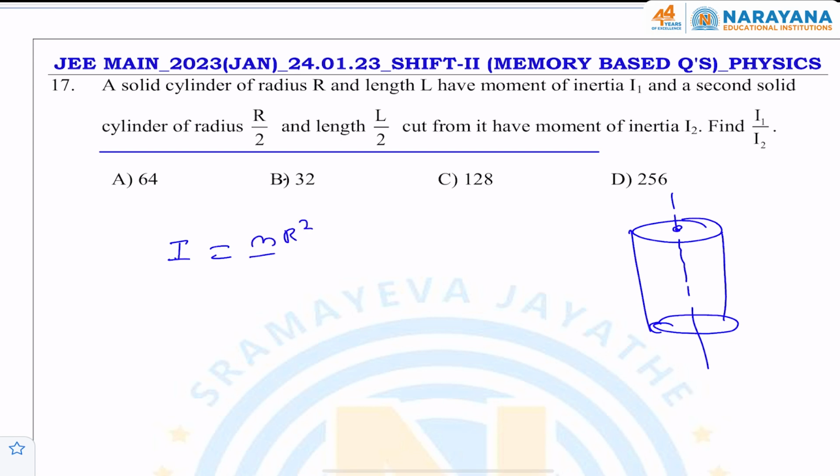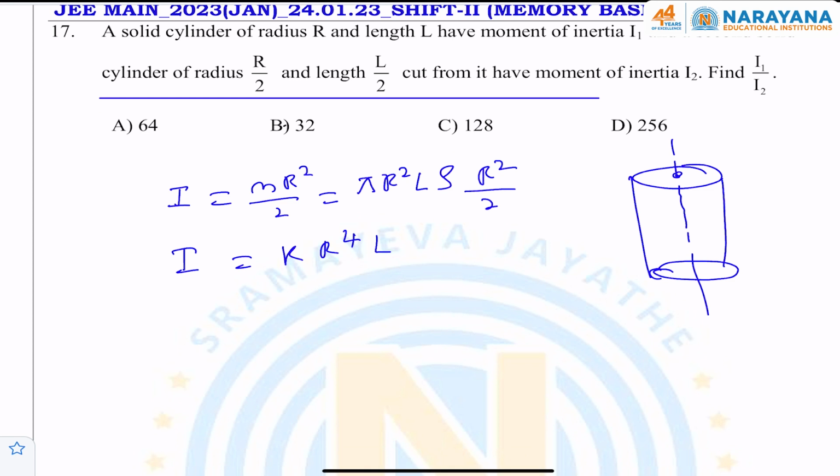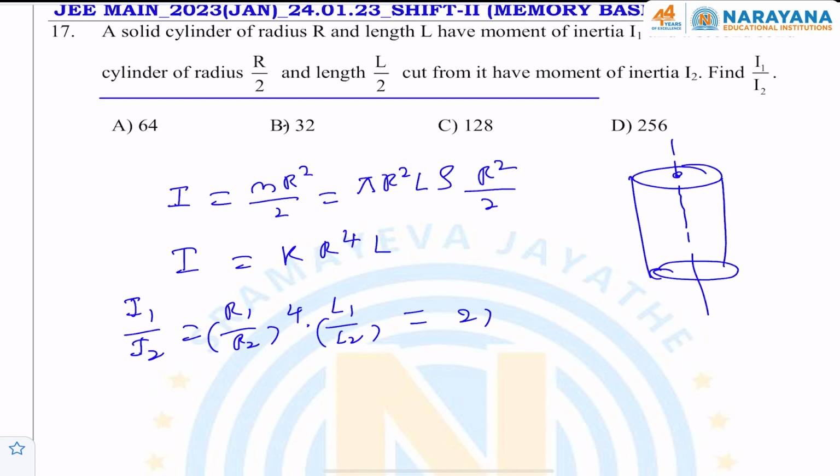For general expression, it is m r square by 2. As density of both the cylinders is same, we can eliminate m and rewrite in terms of density and radius. So it can be written as volume into density. Volume is pi r square L, density rho, into r square by 2. So moment of inertia is proportional to r power 4 and length L. He is asking I1 by I2. This can be written as (R1 by R2) power 4 into (L1 by L2). It is given that R2 is R by 2, means R1 by R2 is 2. So it is 2 power 4.